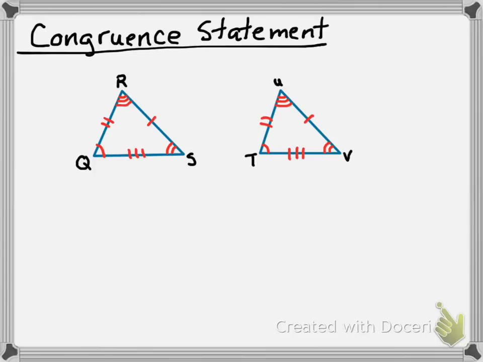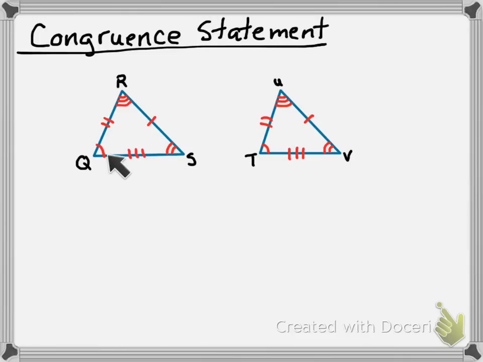Now, I want to point out here too that just because every angle has a match and every side has a match does not mean that the two triangles are congruent. They have to be in the right spot, the same spot. Like look at this Q. It has one arc, and T has one arc, so they're congruent.